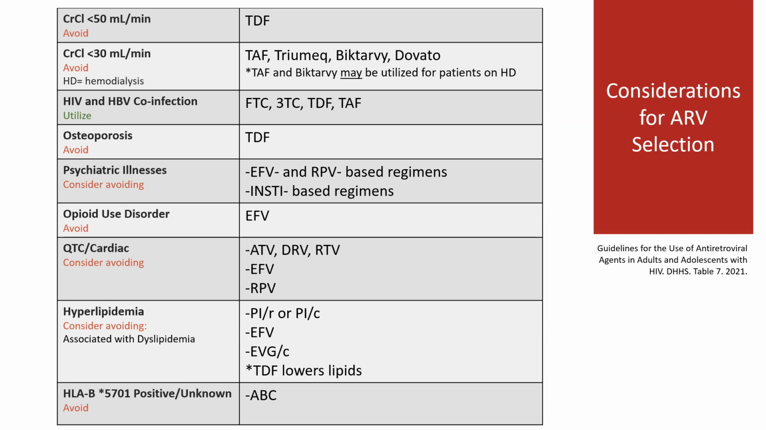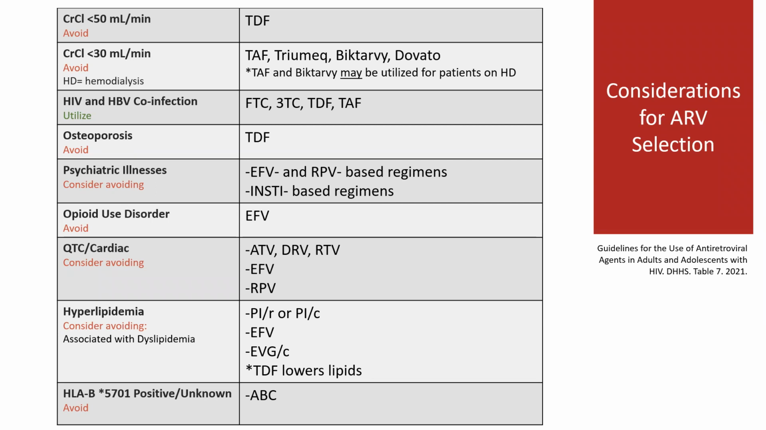Patients with osteoporosis, it's recommended to avoid TDF. Patients with psychiatric illnesses, it's recommended to consider avoiding efavirenz and rilpivirine-based regimens because they can exacerbate psychiatric symptoms and may be associated with an increased risk of suicidal ideation. Integrase inhibitor-based regimens are also recommended to consider avoiding because they have been associated with adverse neuropsychiatric effects in some retrospective cohort studies, as well as some case studies.